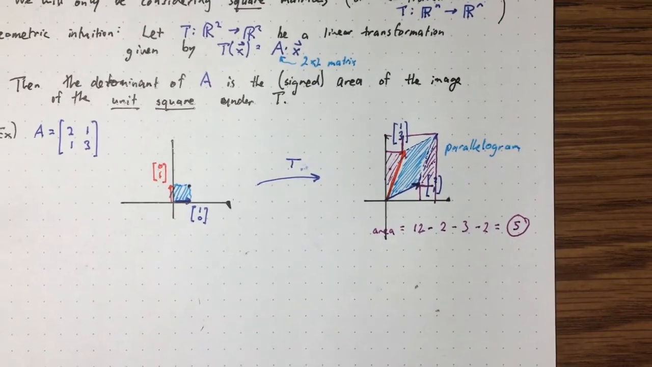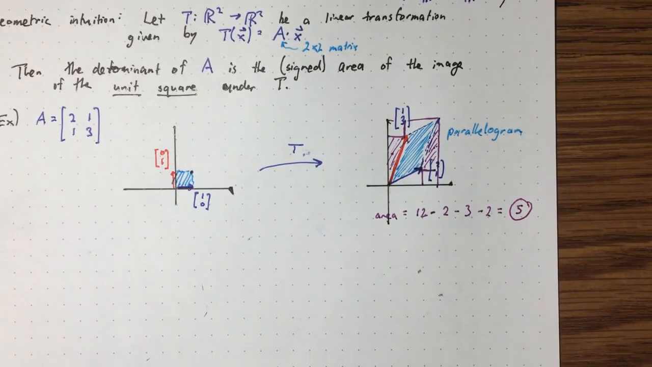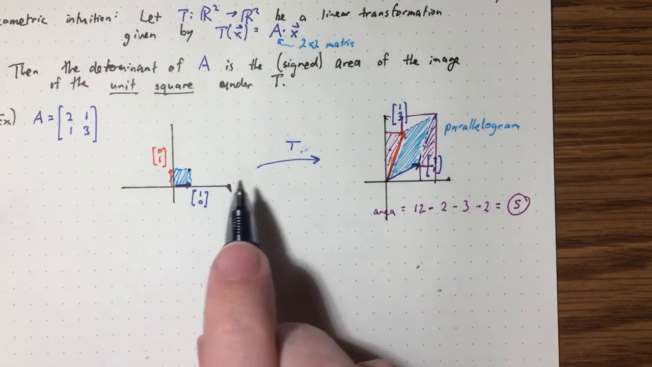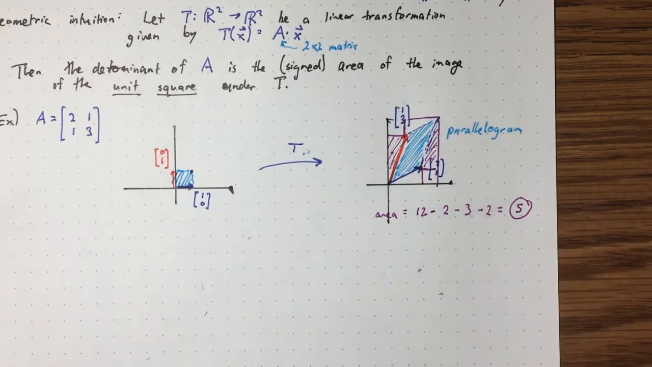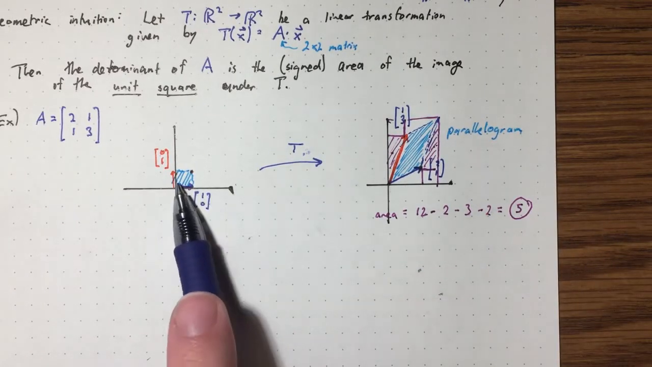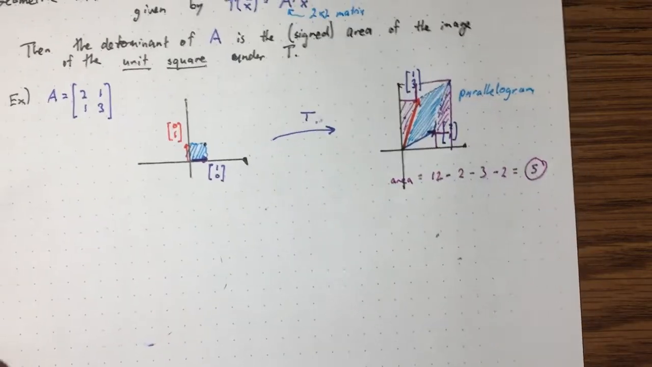5 is the determinant of A. So it's basically how does my transformation scale area? It scales it by a factor of 5. Start with an area of 1, I end up with an area of 5.